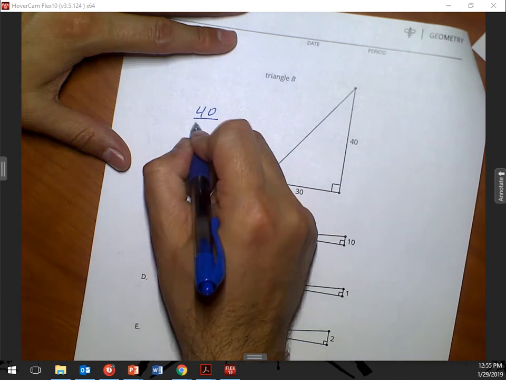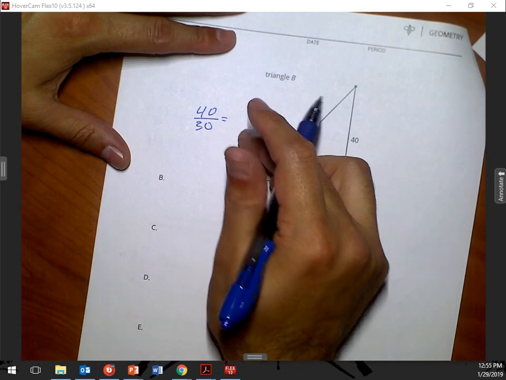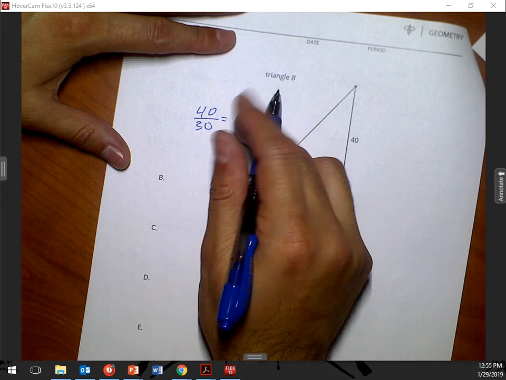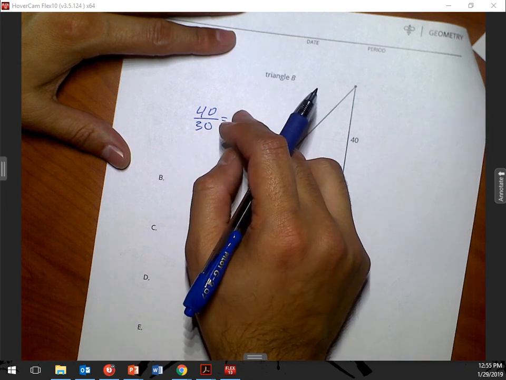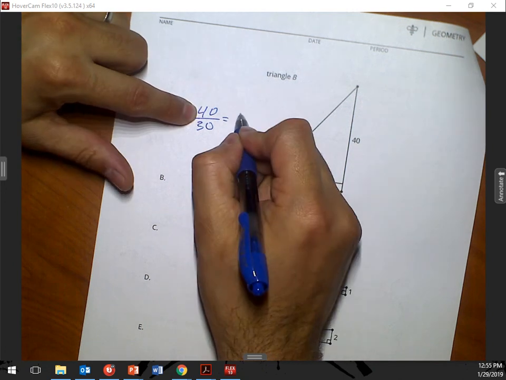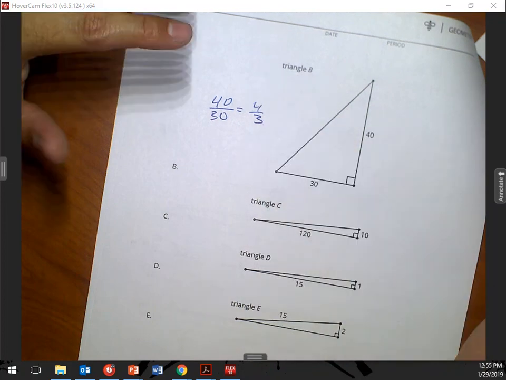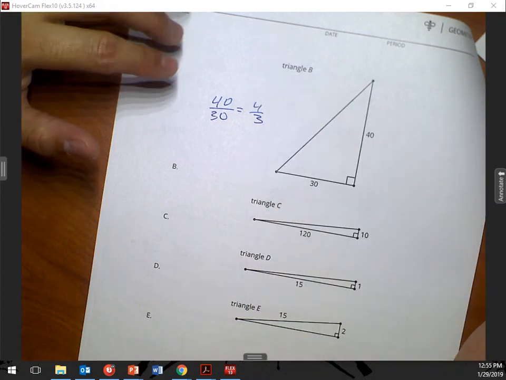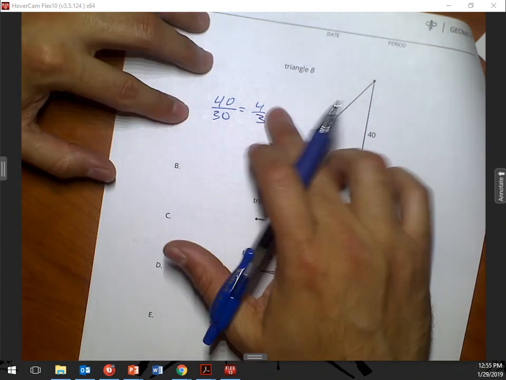Over? Okay, does that reduce to 1.3? Yes. As a fraction, that comes out to be 4 over 3 as it reduces. Now, is that more or less? That is more. So this is more. This is wrong, right?